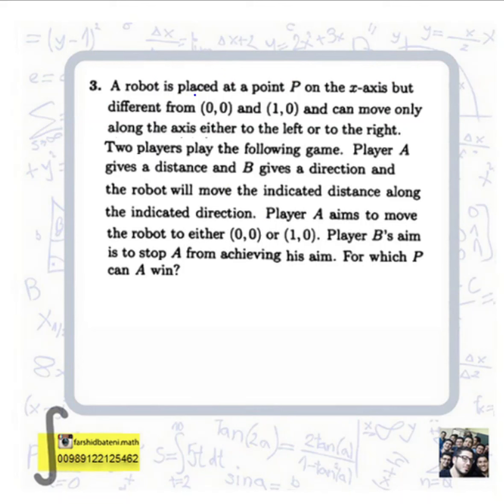It says a robot is placed at a point P on the x-axis but different from (0, 0) and (1, 0) and can move only along the axis, either to the left or to the right. Two players play the following game. Player A gives the distance and B gives the direction, and the robot will move the indicated distance along the indicated direction. Player A aims to move the robot to either (0, 0) or (1, 0). Player B's aim is to stop A from achieving his aim. For which P can A win?